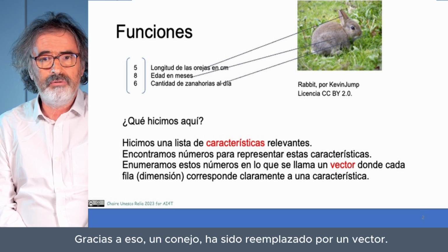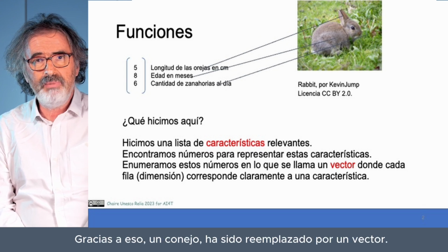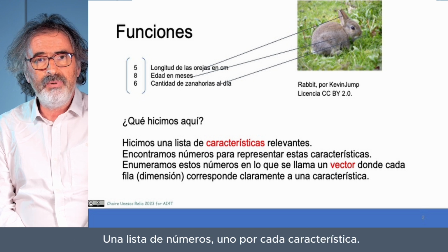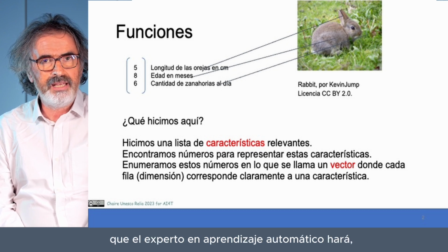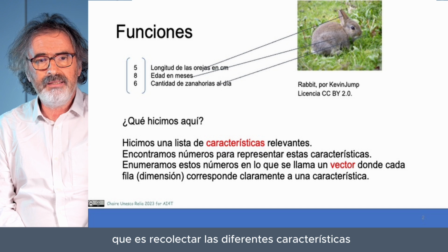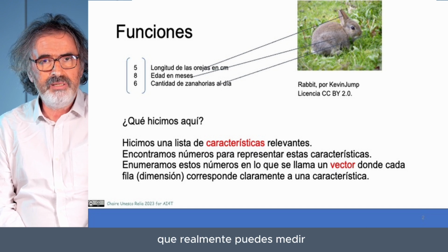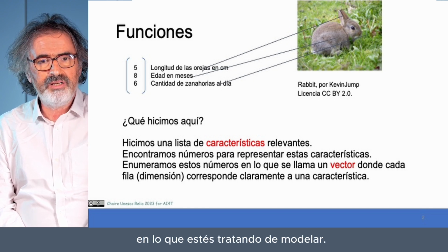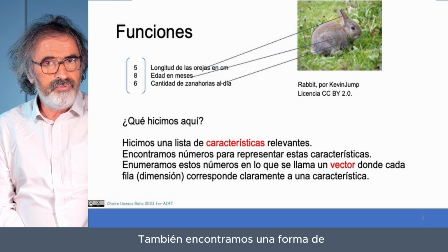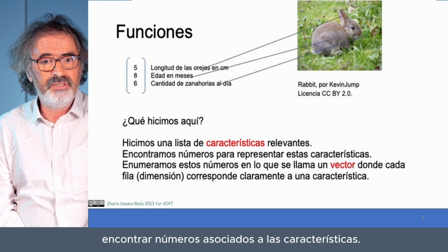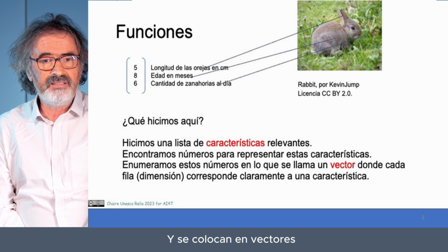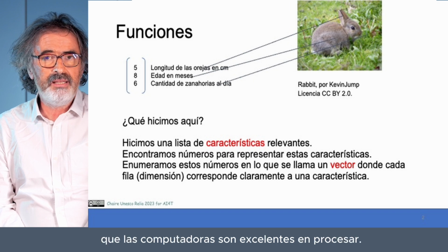Thanks to that, our rabbit has been replaced by a vector, a list of numbers, one number for each of the features. This is the first task the machine learning expert will do, which is to collect the different features that you can actually measure on whatever you are trying to model. We also find a way of finding numbers associated to the features, and these are put into vectors, which are mathematical objects that computers are very good at crunching.